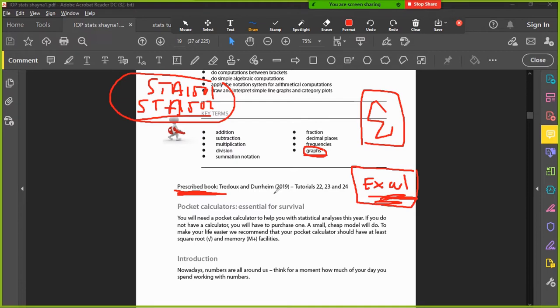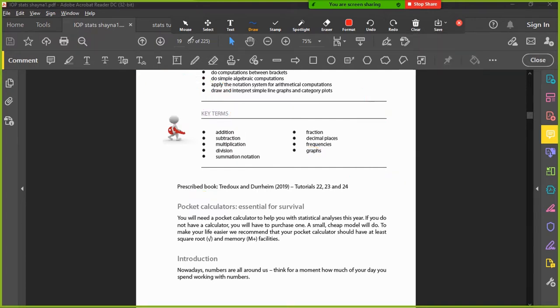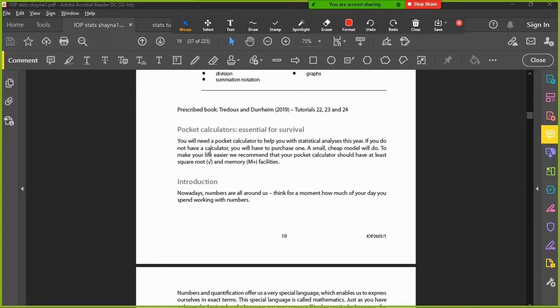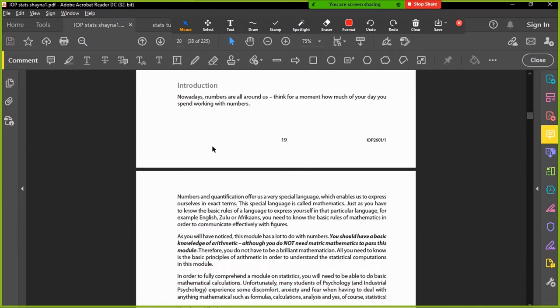You've got to follow what UNISA has prescribed for you in your textbook and in your study guide. The study guide guides you through what you should be looking at. So if I just look at these 2 pages, they're telling you that it's important to have a calculator and you should be able to do square roots and use the memory.